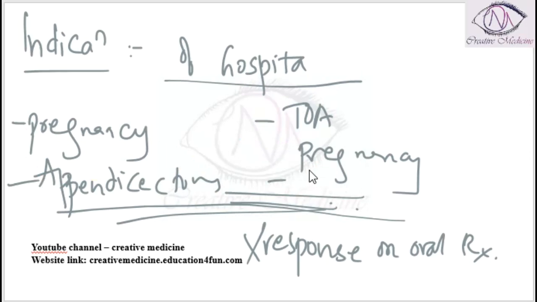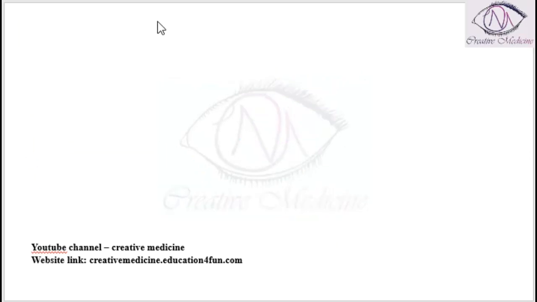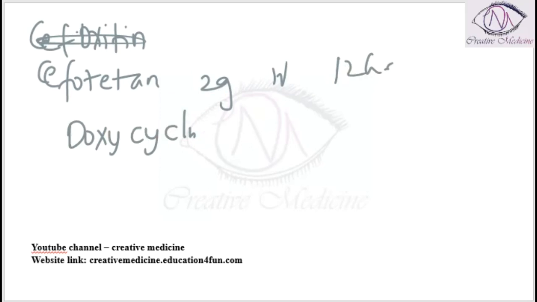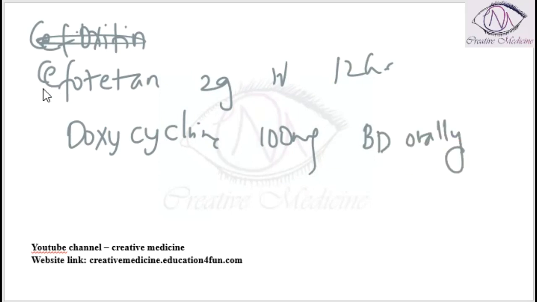So, regimens of parenteral therapy include regime 1, which includes cefotetan 2 grams given intravenously every 12 hours along with doxycycline 100 milligrams orally or intravenously every 12 hours. So, cefotetan 2 grams IV 12 hourly and doxycycline 100 milligrams BD orally is given in regime 1.